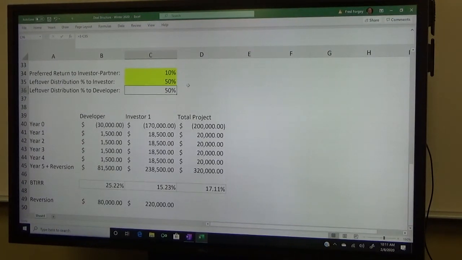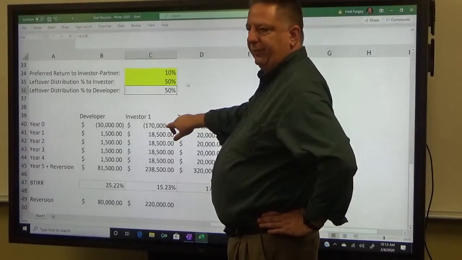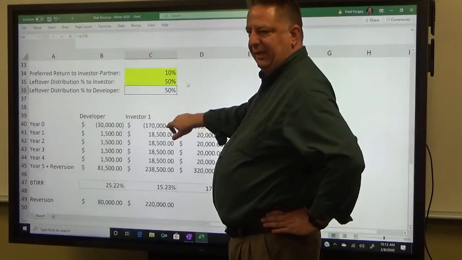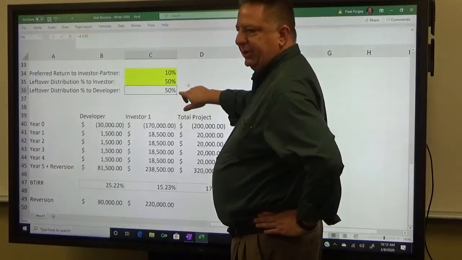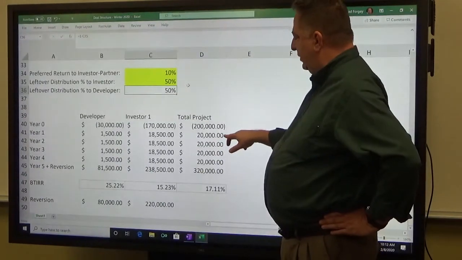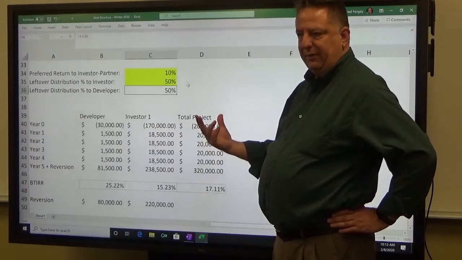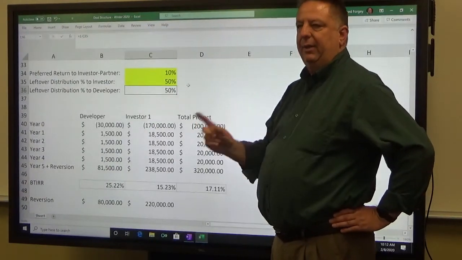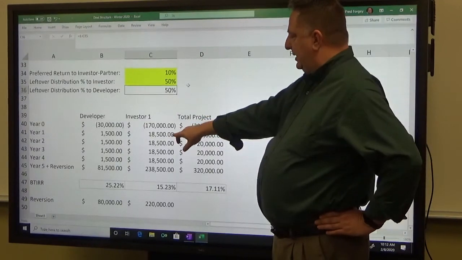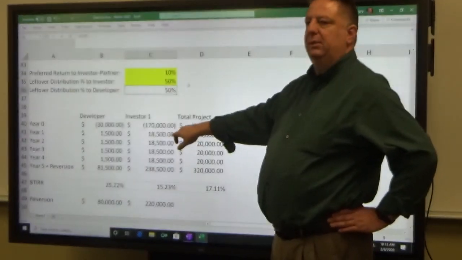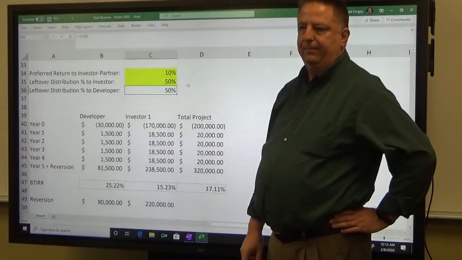The investor is getting a 10% fixed preferred return, which represents 17,000. Okay. Then they are getting 50% of whatever is left over, which is $3,000. It's left over, but they're only getting half of that. Half of that represents $1,500. So they're getting 17,000 plus 1,500, which is 18,500.